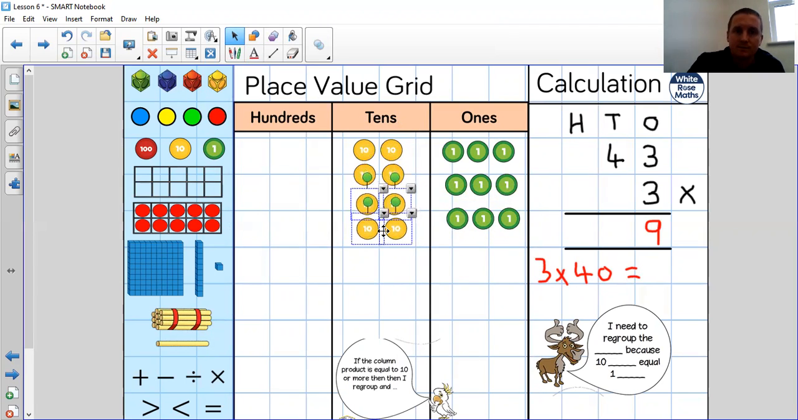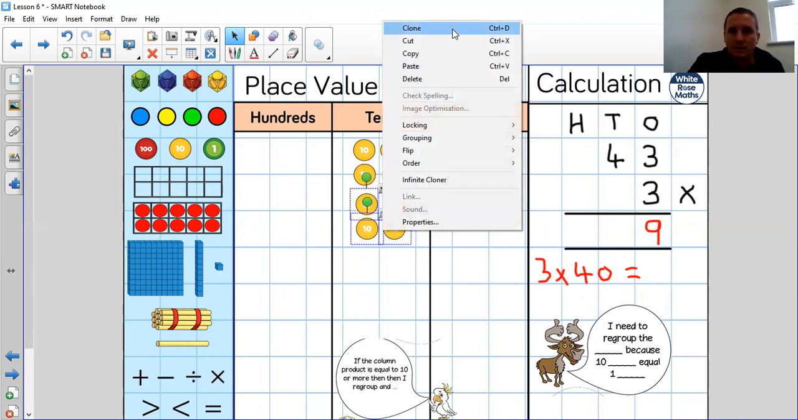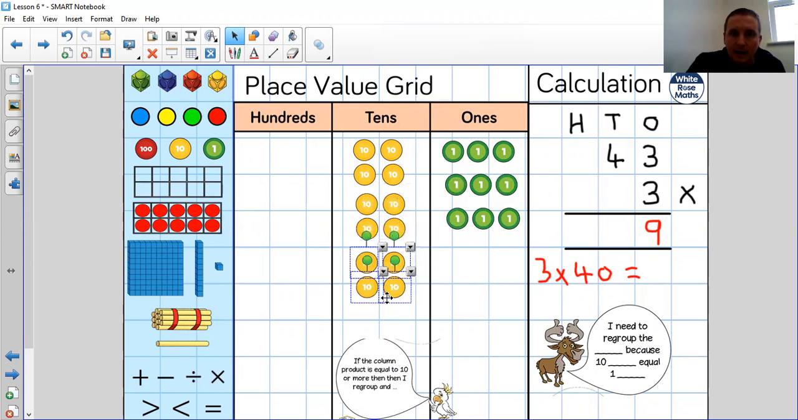1, 2, 3. Right, now I've got a problem, because as you can see, as Coco says down here, if the column product is equal to 10 or more, then I regroup. So Coco's saying here, I need to regroup the tens. I can't have that many tens. How many tens? I've got 1, 2, 3, 4, 5, 6, 7, 8, 9, 10, 11. I've got 12 tens. I can't have that.